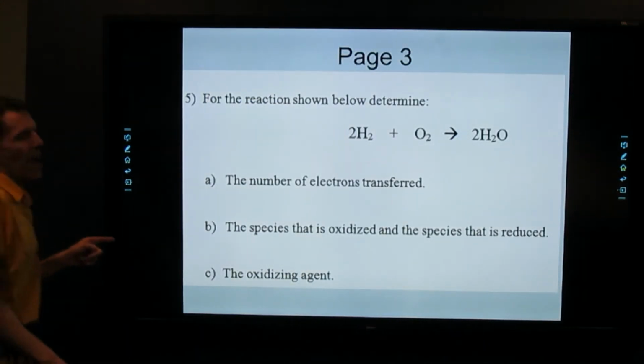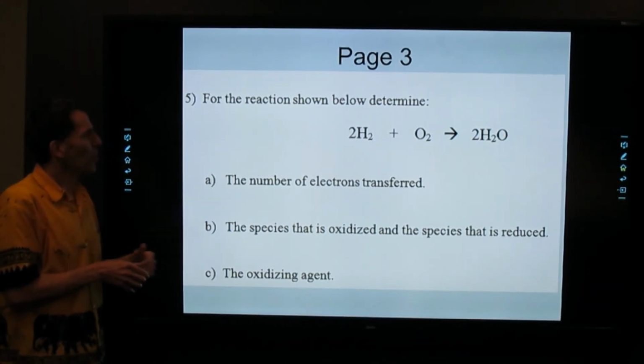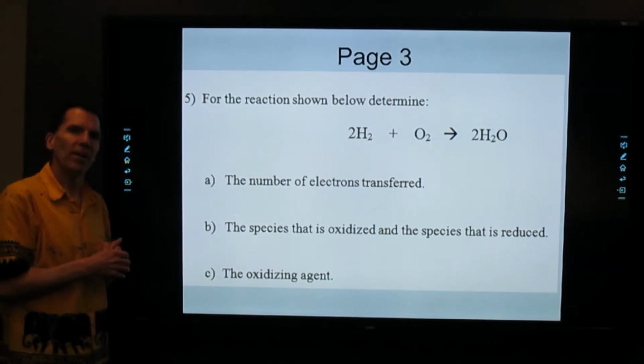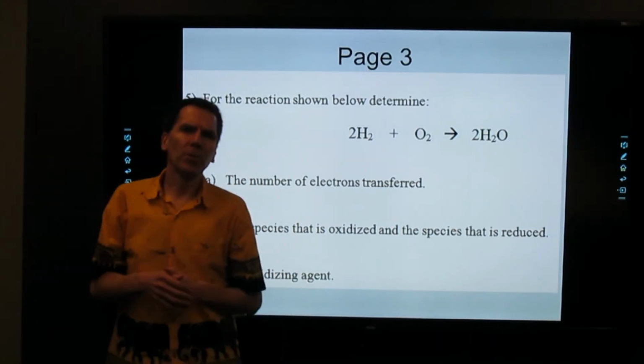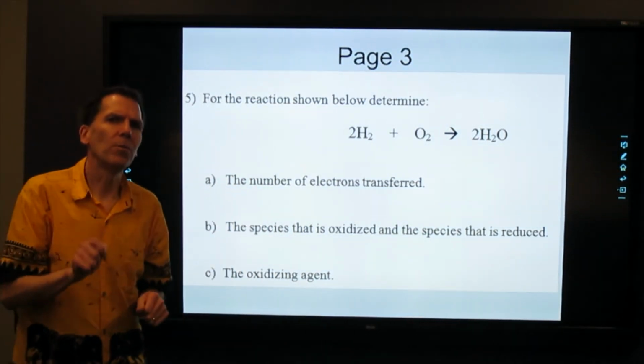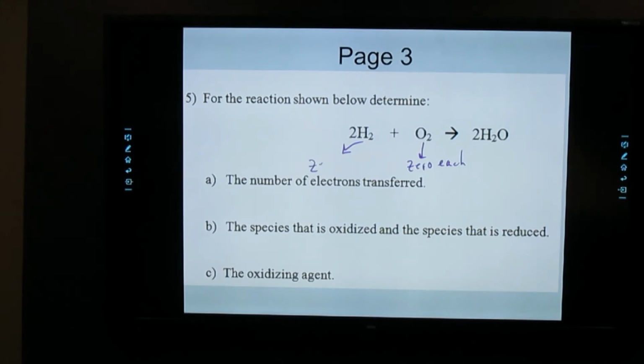So let's go back to that reaction now, and we can check our rules. And so the number of electrons transferred. In a problem like this, we have two elements on this side. All the oxidation numbers on the left side are 0. There are 4 hydrogens, they're all 0. When we look at the right side, let's not worry about that 2 yet.